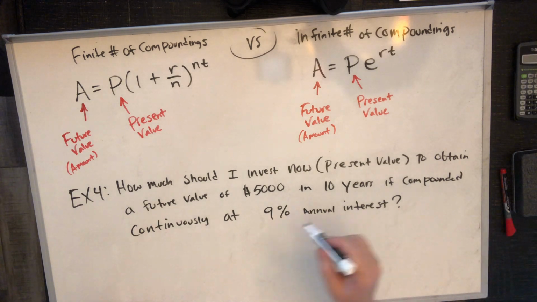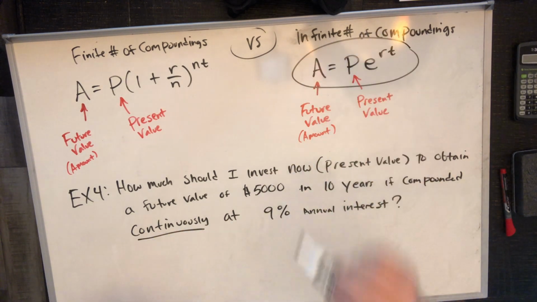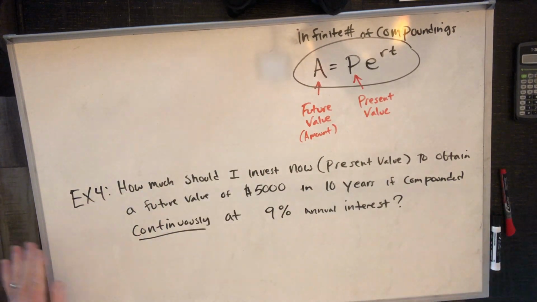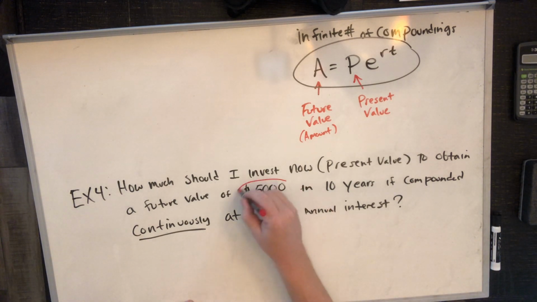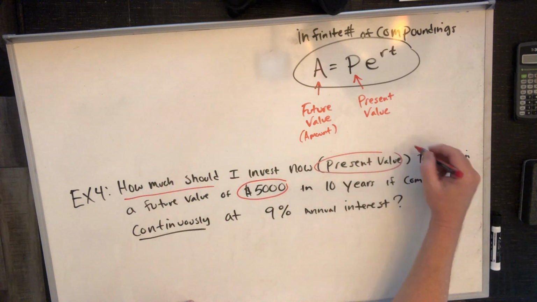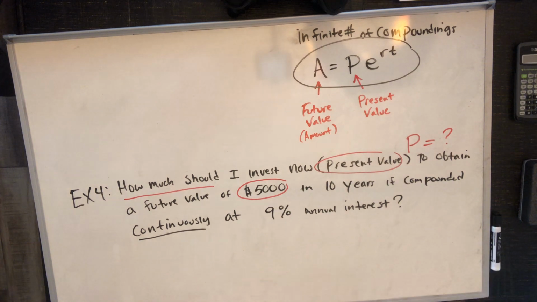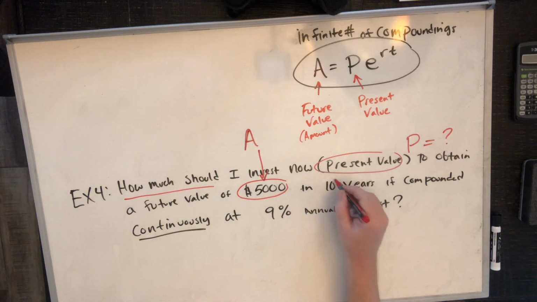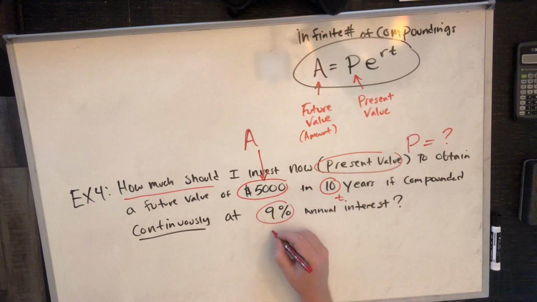So we're going to use the PERT formula, A equals PERT. How much should I invest? That's P. That's going to be our principal or our present value. The future value is $5,000. So the $5,000 now is A. Our time is 10 years, and our interest rate is 9%.